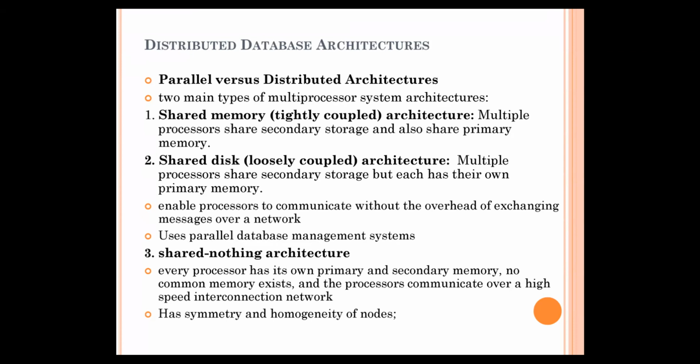So in a shared nothing architecture, every processor has its own primary and secondary memory. No common memory exists. Each node has its own primary memory, RAM, as well as secondary memory, maybe a magnetic disk, other secondary storage devices, or backup systems. The processes communicate over a high-speed network, with symmetry and homogeneity of nodes. So all will follow the same configuration, but only if necessary will the data be shared through the proper channel.